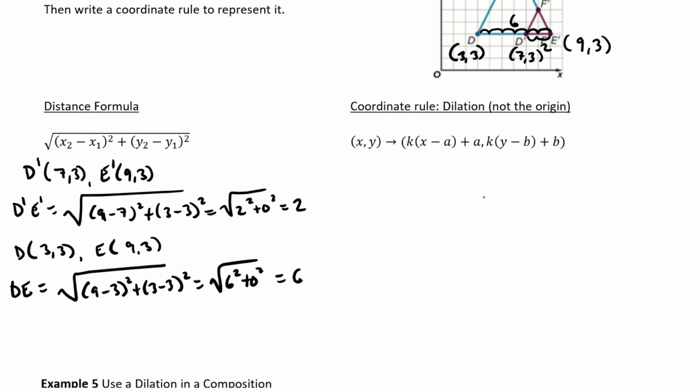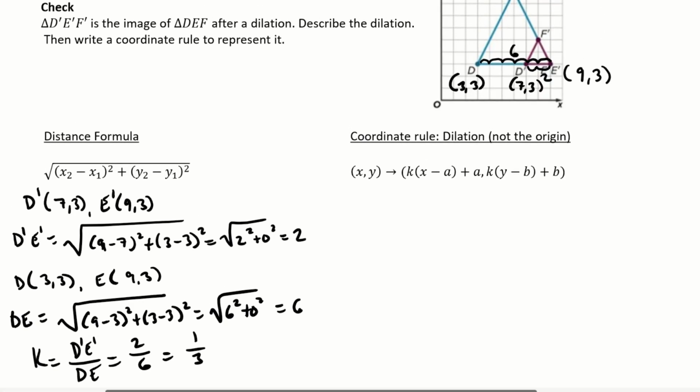All right, so we got 2 and 6, so that means k is going to be the image over the pre-image. So it's 2 over 6, which is 1/3. There's my k. We can reduce that to 1/3. All right, so now the center of dilation. We want to figure out where the center of dilation is, right? So we don't know where that is. So the center right now is a, comma b. We have no idea. That's what we're trying to find out. We just found the k. The k is 1/3, so we can replace that.